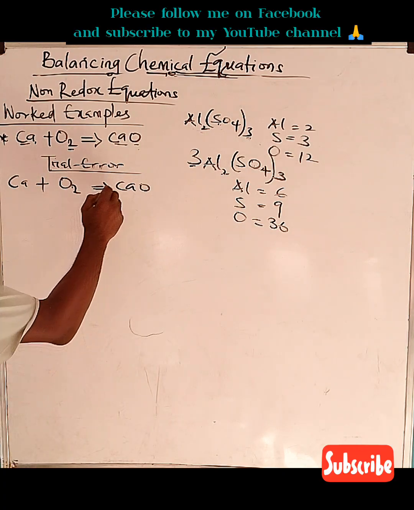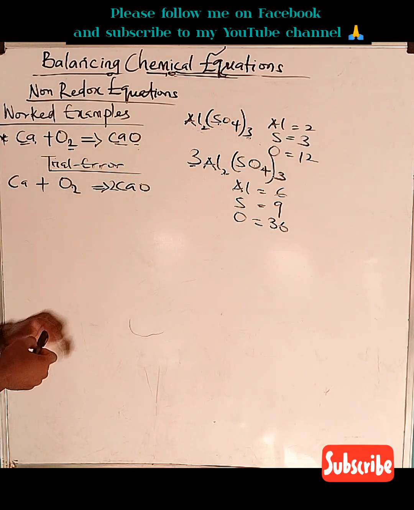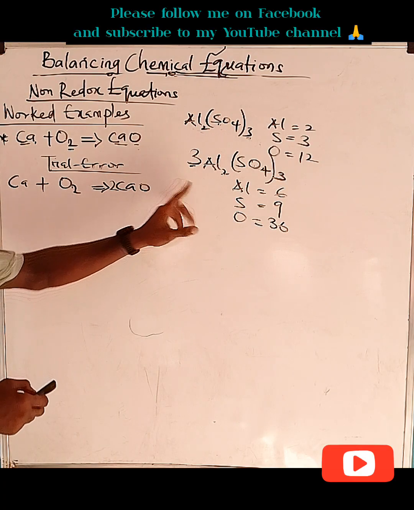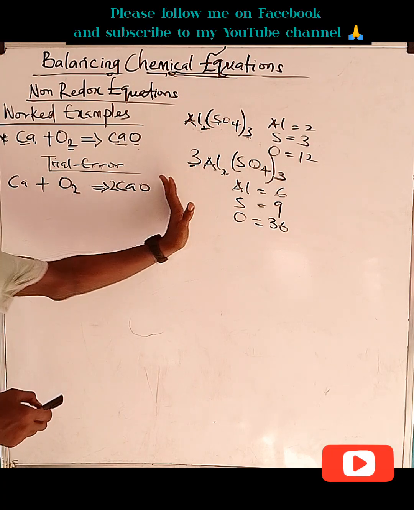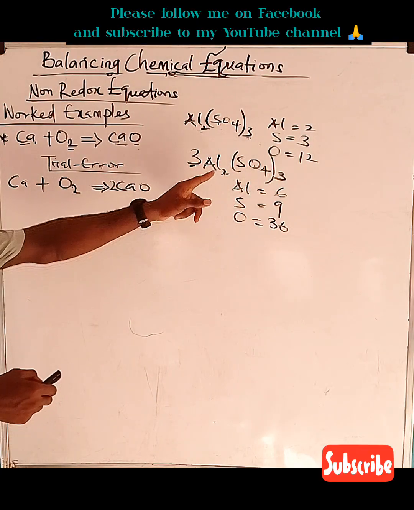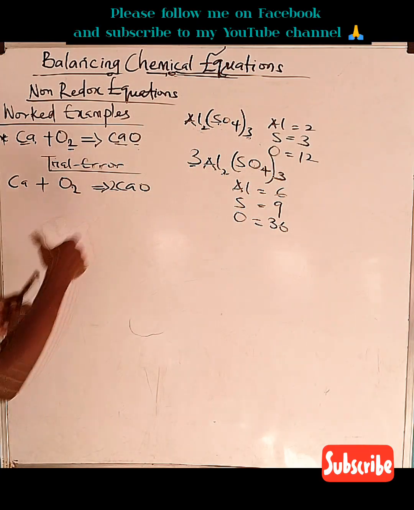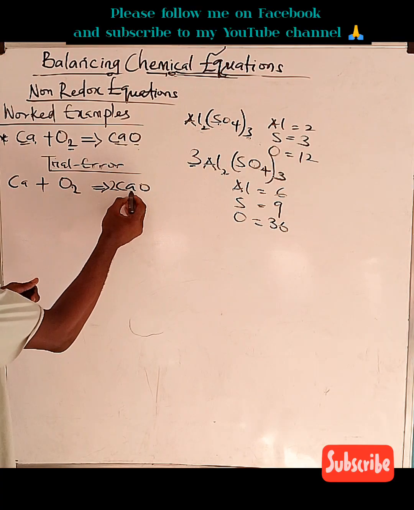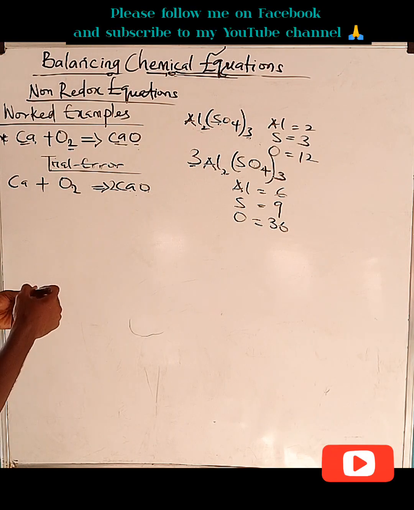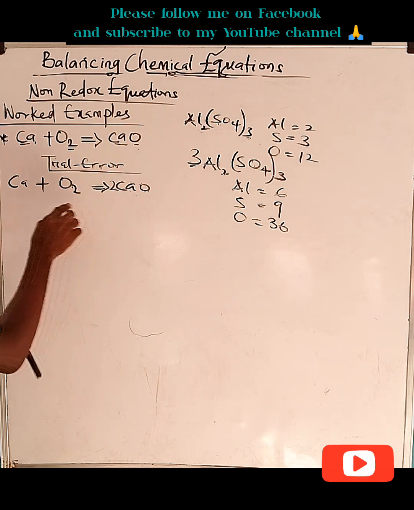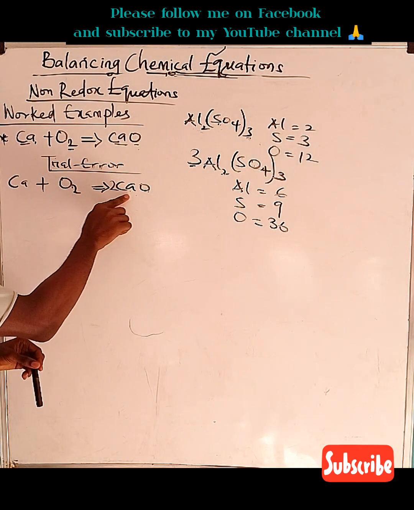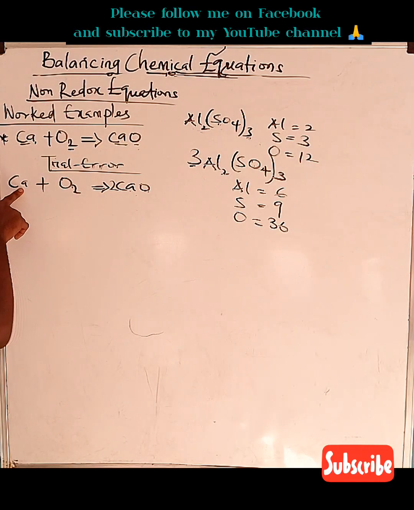So if I add a coefficient 2 here, that makes the oxygen become 2. Don't forget, whatever is here affects everyone, both the ones in the parenthesis, in the bracket, and the ones outside the bracket. So this 2 affects calcium. That makes calcium 2 atoms now, and oxygen now 2. So oxygen is balanced. We have 2 atoms of oxygen, 2 atoms of oxygen, but calcium has become unbalanced. We have 2 atoms of calcium and 1 atom of calcium here.